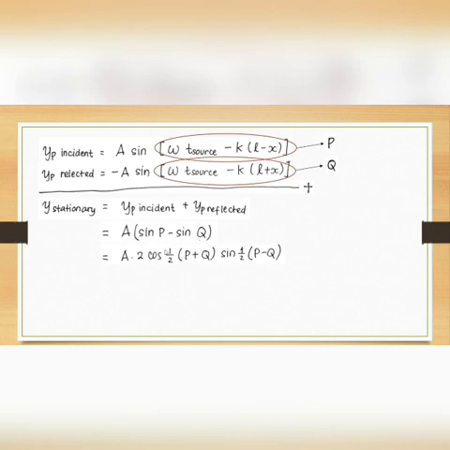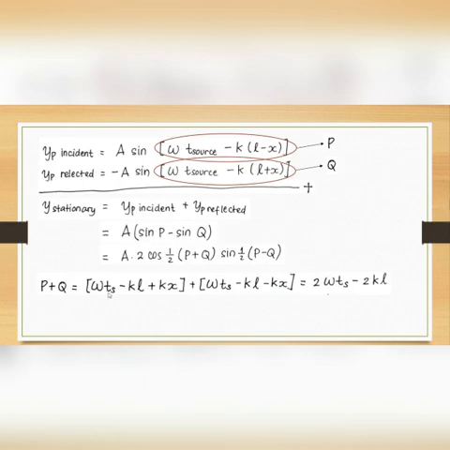Sine P minus sine Q is equal to 2 times the cosine of a half P plus Q times the sine of a half P minus Q. And P plus Q will be equal to omega times T source minus KL plus KX plus omega times T source minus KL minus KX. So it will be equal to 2 omega TS minus 2 KL.